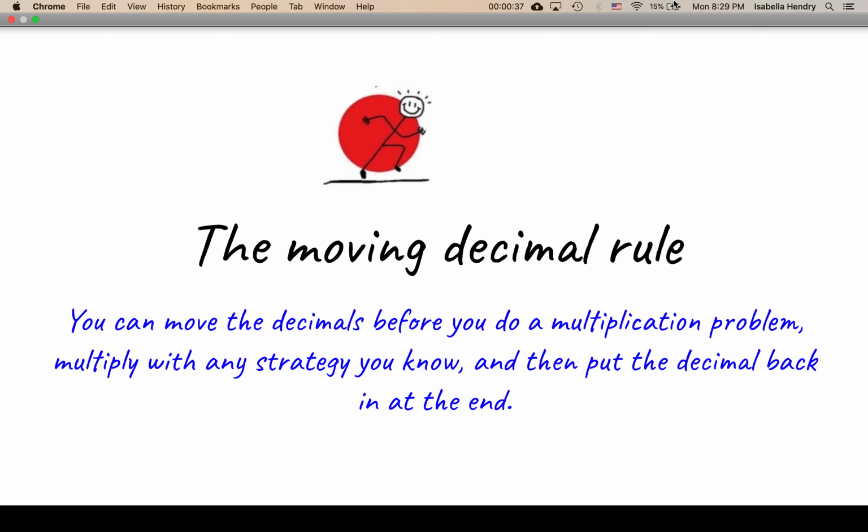We're going to talk about the moving decimal rule. So this rule tells us that you can move the decimals before you do a multiplication problem to make your numbers whole numbers, multiply with any strategy you know, and then put the decimal back in at the end.